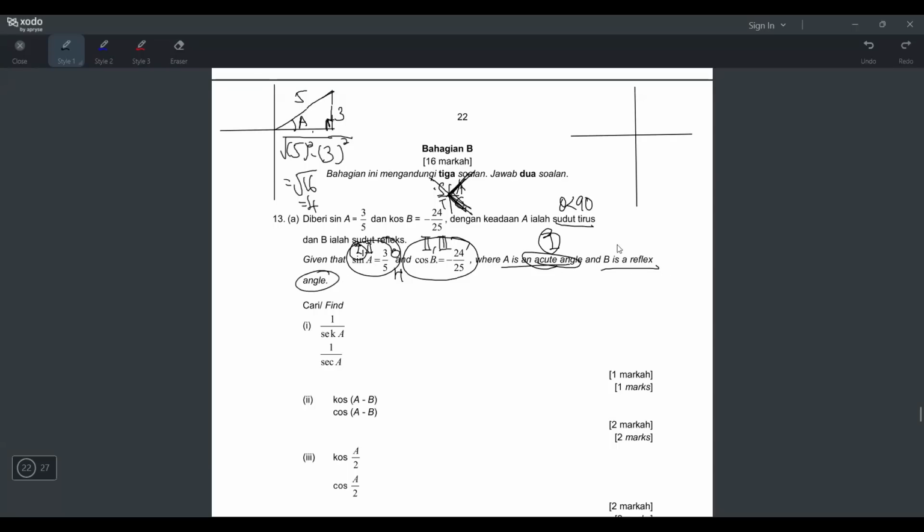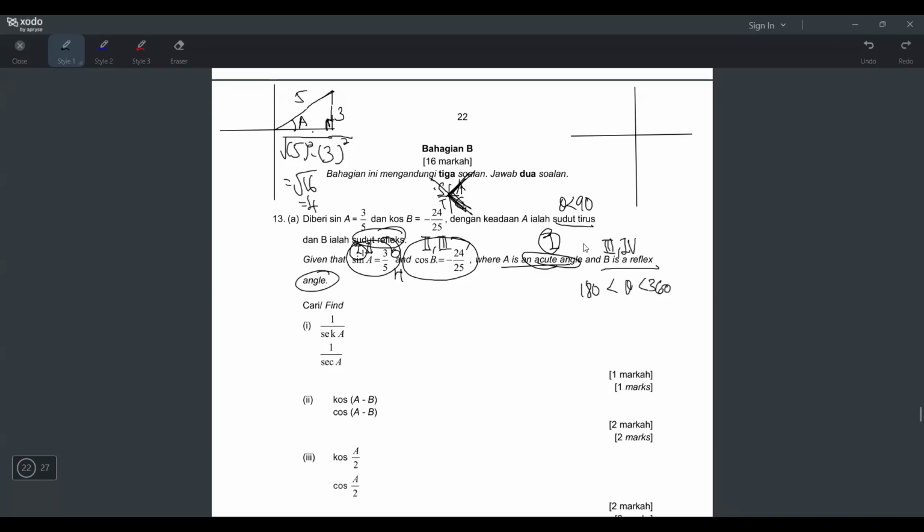Do you know what is reflex angle? Reflex angle means sudut reflex is the angle is in between 180 and 360. It means it can be in quadrant 3, it can also be in quadrant 4. Then we call it reflex. So acute angle, it means less than 90. If obtuse angle sudut cakar. Sudut cakar obtuse angle is quadrant 2. It means in between 90 and 180. But if I say reflex angle, then it's quadrant 3 and 4. In between 180 and 360. Okay. All right. So tell me, where is my angle B now?